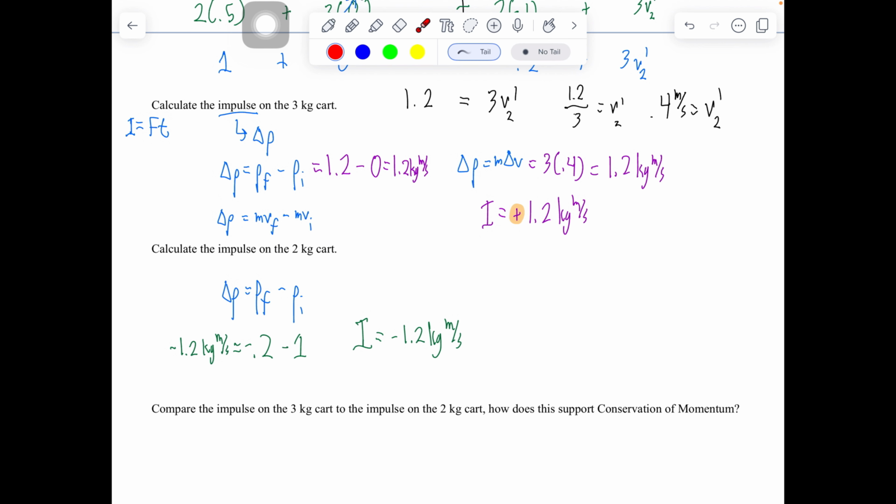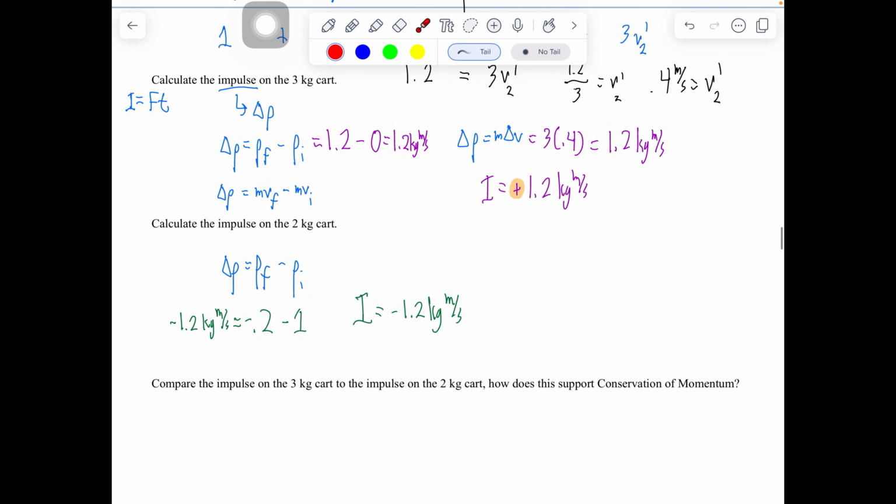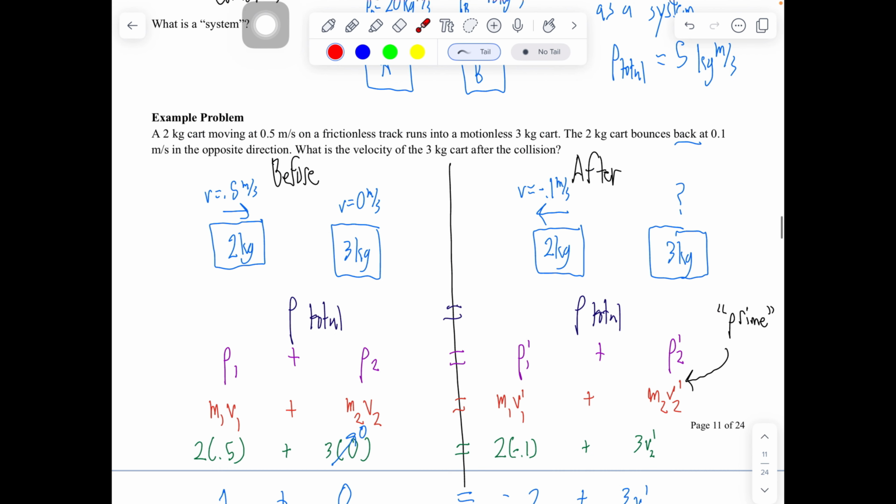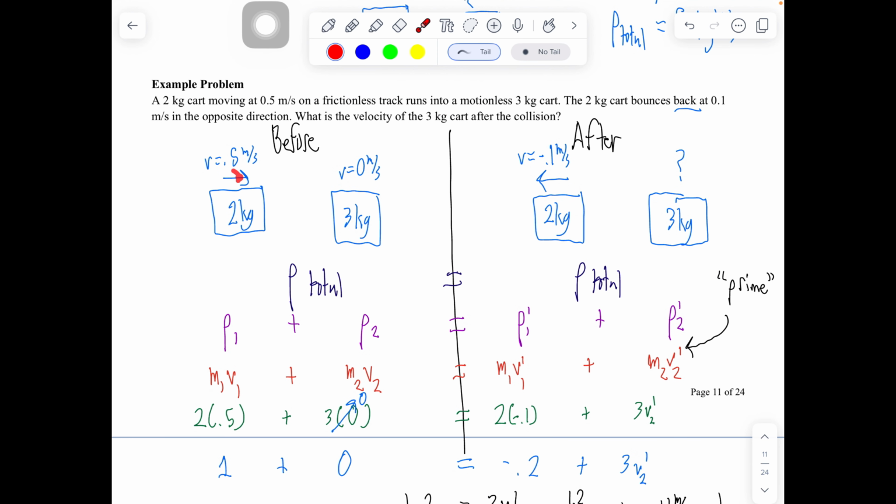Compare these two values, right? The 3 kilogram object gained 1.2 momentum. The 2 kilogram object lost 1.2 momentum. This is why momentum is conserved. In any collision, one object is going to gain some amount of momentum, and the other object is going to lose that momentum. In this collision, when they hit, the 2 kilogram object transfers momentum to the 3 kilogram object. The 2 kilogram lost momentum, the 3 kilogram gained momentum.